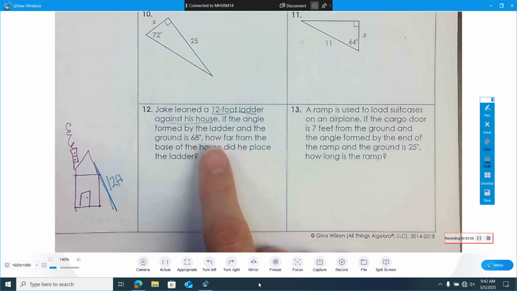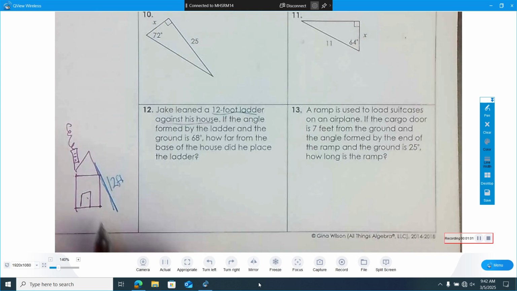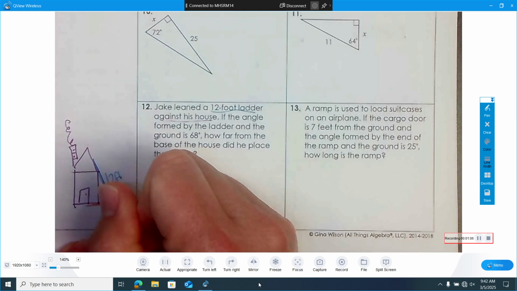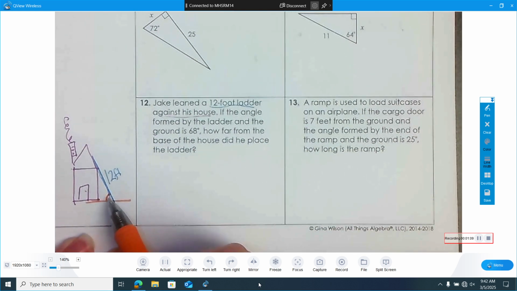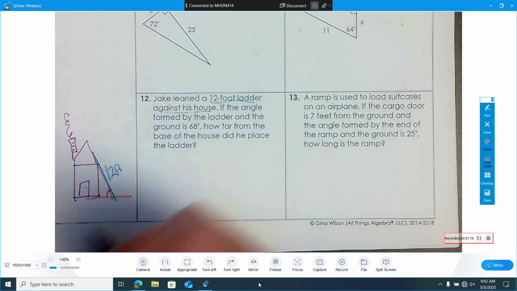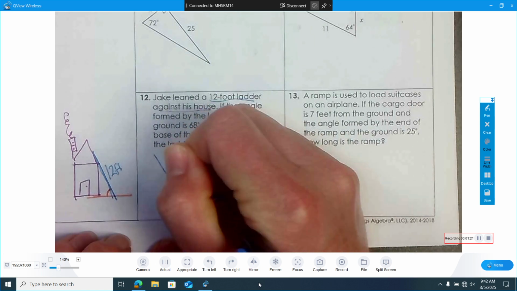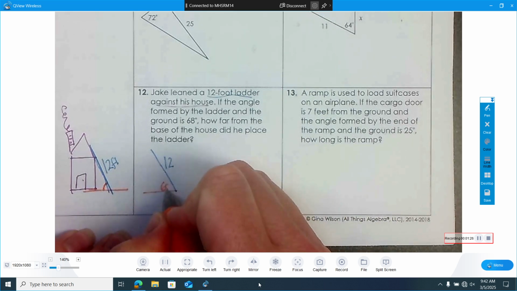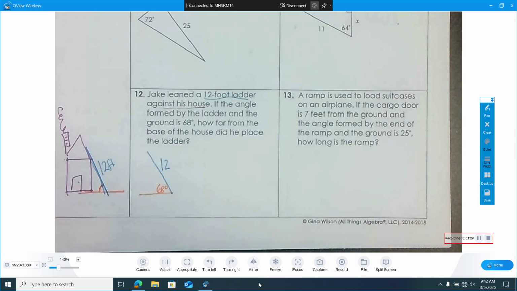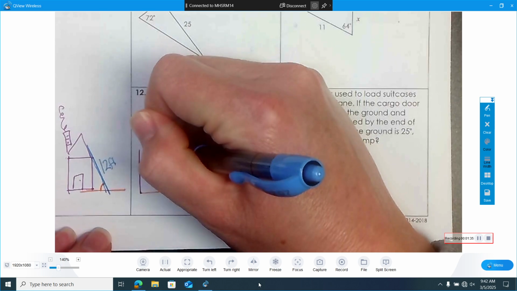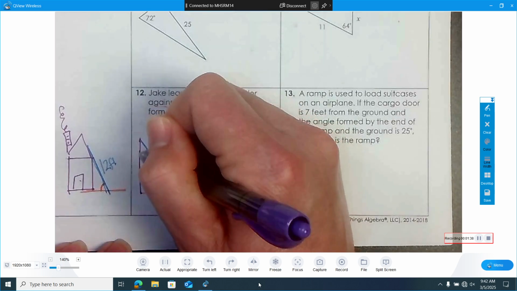The angle formed by the ladder and the ground. So here's the ground. The angle they're talking about is right here. The angle between the ladder and the ground is 68 degrees. So I just want to redraw this triangle a little bigger here. I have a 12-foot ladder. I have the ground. And this angle is 68 degrees, and then I have it leaning up against our house here, which hopefully is perpendicular to the ground there. So there should be a right angle there.